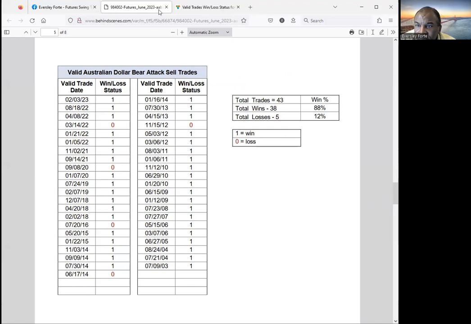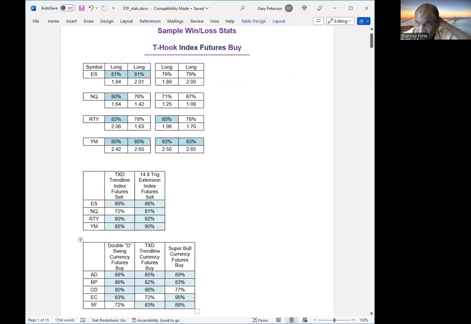Before that, in this presentation, I want to show you just a quick snapshot of some of the strategies we trade with futures. T-Hook index futures buy. If you see it in light blue, it means that particular symbol, ES, NQ, or TY, is 80% or higher in win rate. If you see 80% or higher, it means it'll show up on our list of valid trades.